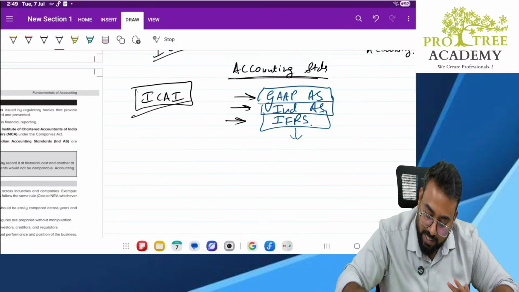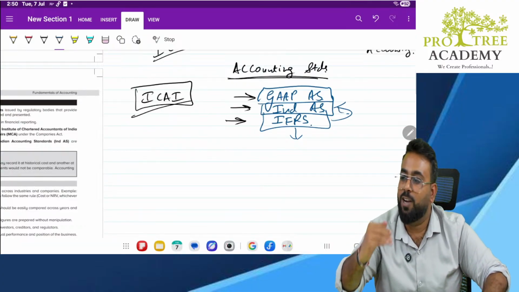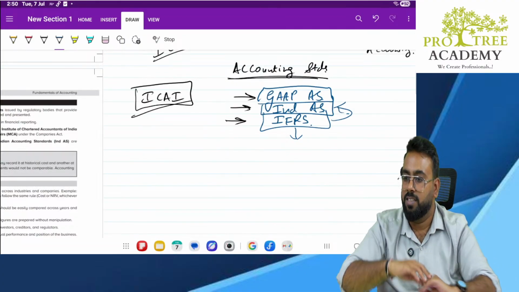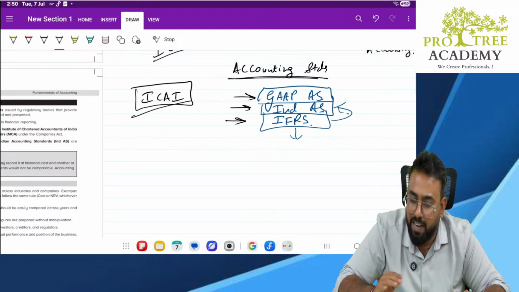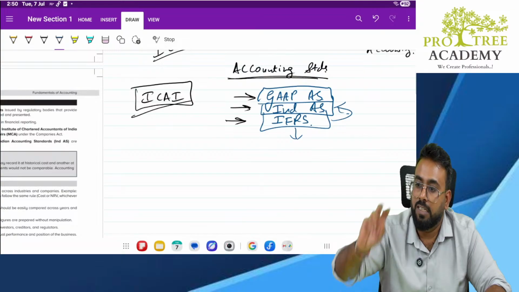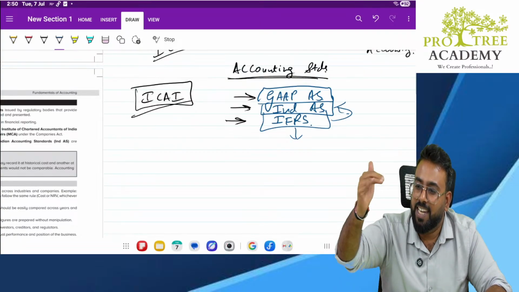Now what is Ind AS, sir? See, Ind AS is 80 to 90% similar to IFRS. Sir, then why was there a need for Ind AS? I will tell you. Certain principles or rules in IFRS were not sitting correctly with us.